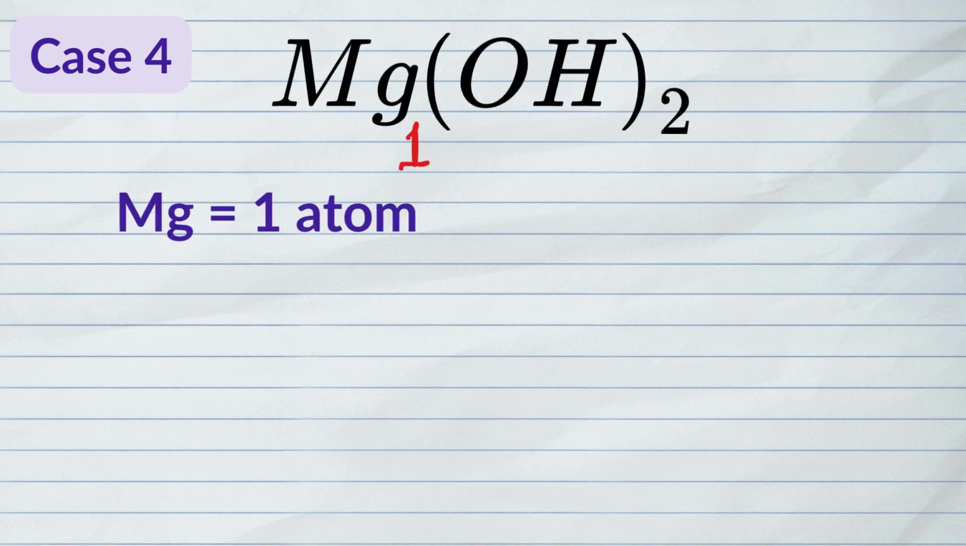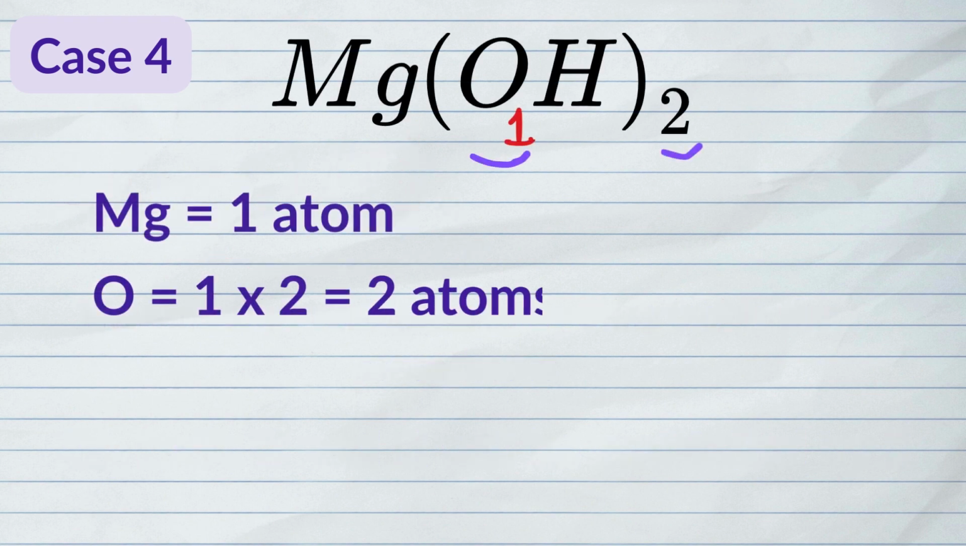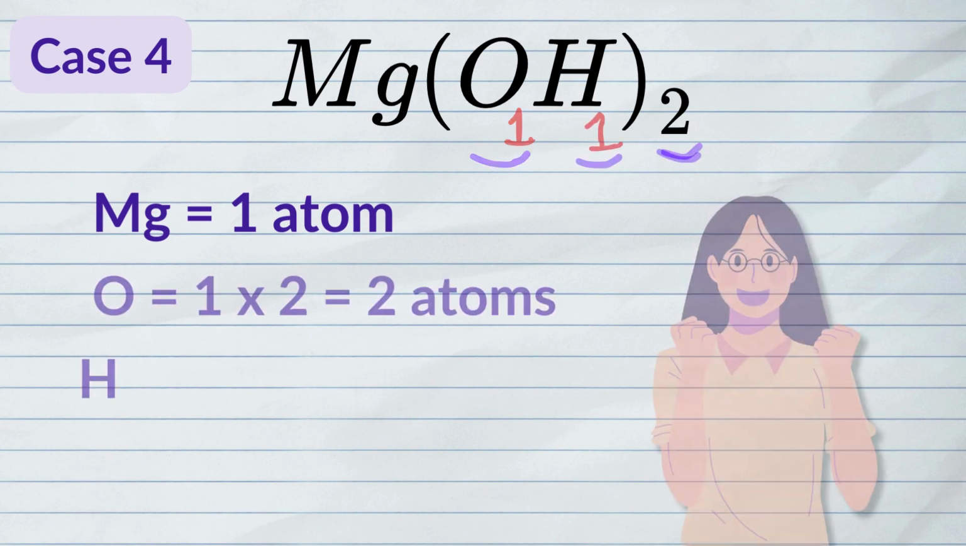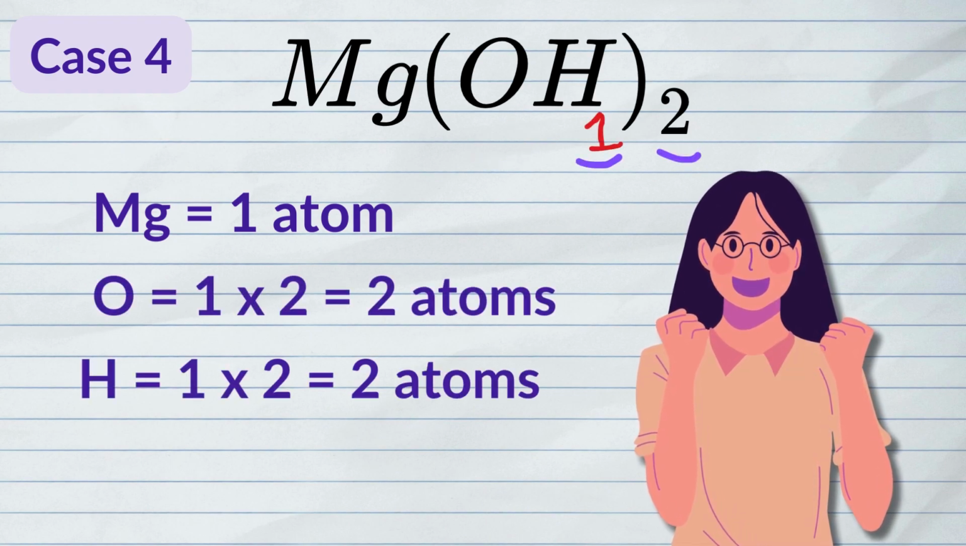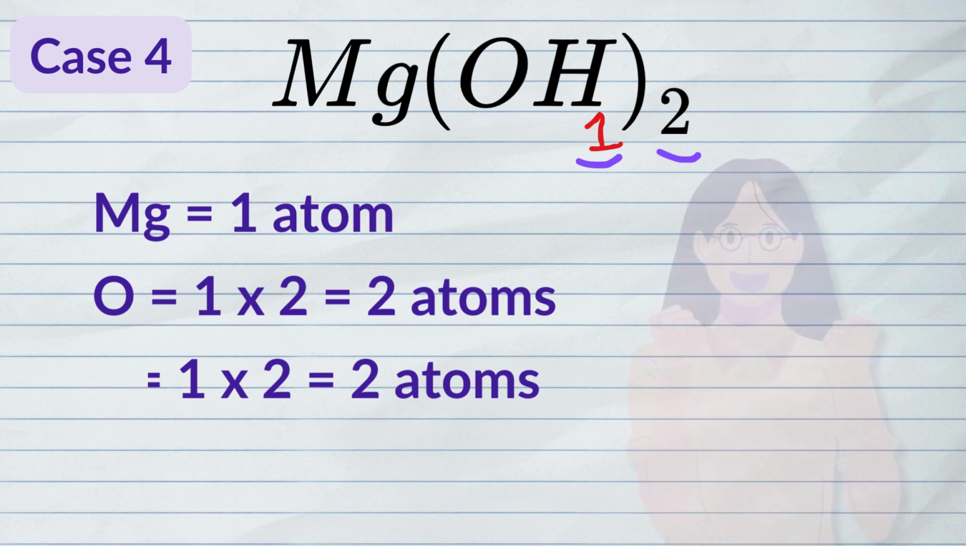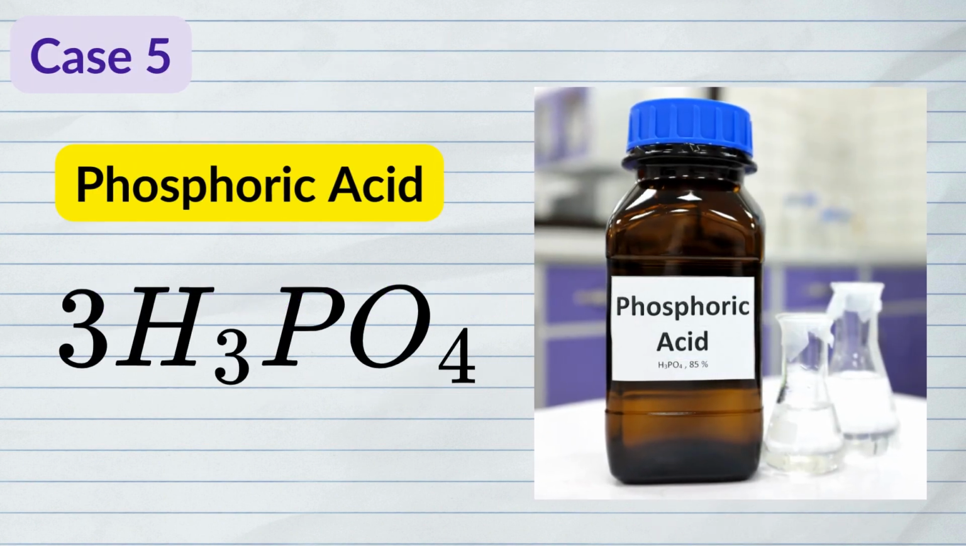So Mg equals 1 atom. Oxygen equals subscript 1 multiplied by subscript 2 outside the parentheses. So that equals 2 atoms. Hydrogen equals subscript 1 multiplied by subscript 2 outside the parentheses. That's also 2 atoms. Case 5, phosphoric acid.